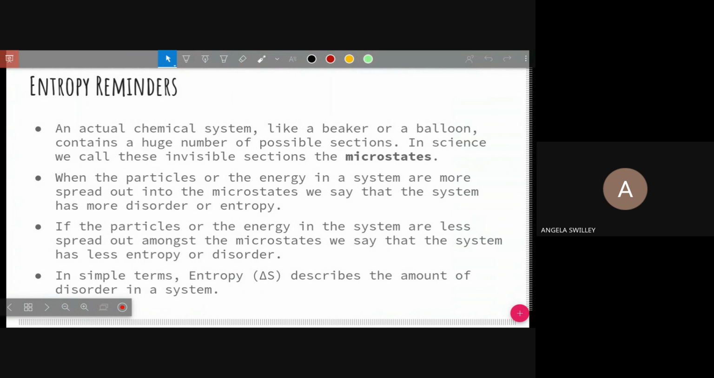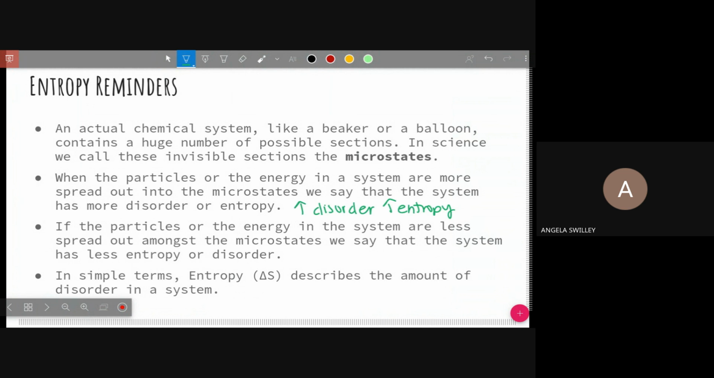Now, an actual chemical system, like a beaker that we put things in or a balloon, contains a huge number of possible sections. In science, we call these invisible sections the microstates of that chemical system. When the particles or the energy in a system are more spread out into the microstates, we say that the system has more disorder or more entropy. So remember that if we increase disorder, we increase entropy. They are directly related.